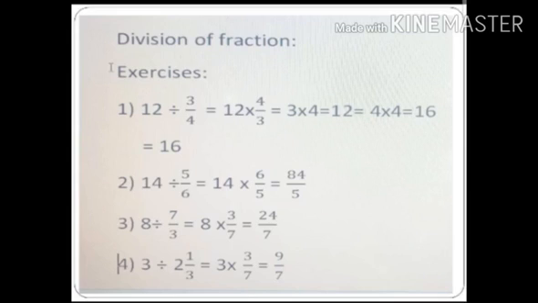Or else we can directly put it as 12 threes are 36. 36 divided by 3, again the answer will be 16. Look at the second number, that is 14 divided by 5 by 6. This 5 by 6, when you reciprocal, becomes 6 by 5. 14 into 6, answer is 84. Denominator remains 5. Likewise I have given two more sums.